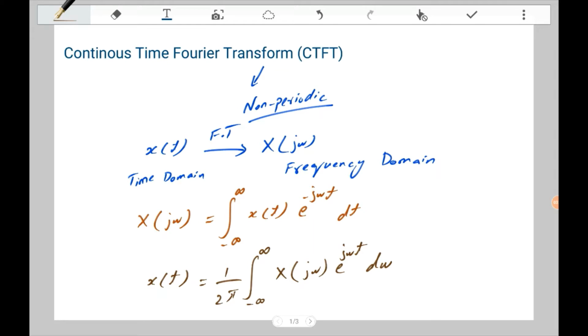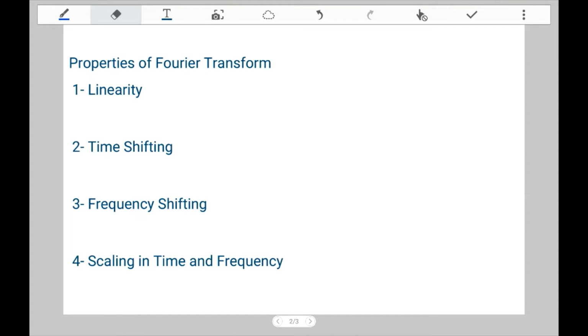Here we can see we can convert our signal from time domain to frequency domain and from frequency domain to time domain by using Fourier transform. And this denotes the property of Fourier transform that it is reversible. So if we convert a signal from time domain to frequency domain, it can be converted back into time domain, and both the formulas are given here. By using these formulas, we can convert any signal from one domain to another domain. Now the properties of Fourier transform.